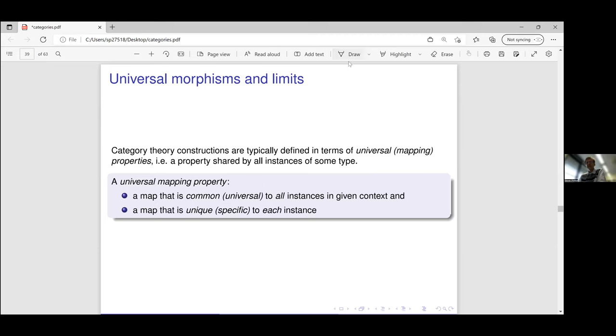But I just wanted to leave you with this point: a universal property is one that can be expressed in terms of a common map, this is called the mediating map, and a unique map. The common map specifies what is common about a whole bunch of instances in some given context. And the unique map picks out the individual instance within that group. And that's the notion of universal morphism. And a limit or a colimit is a very important special case of this. Okay, so that's the sort of lead in, and then let's go for a break.